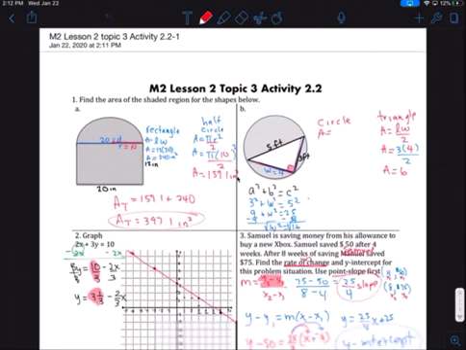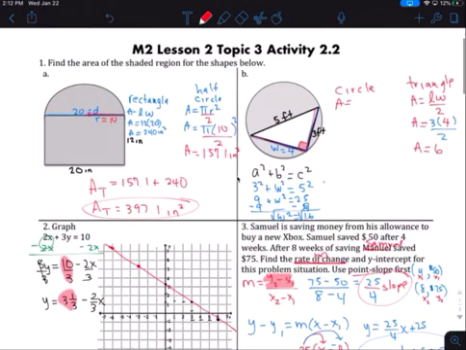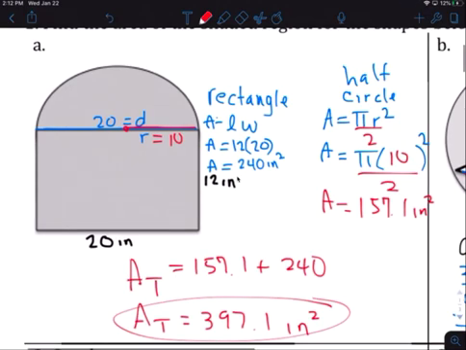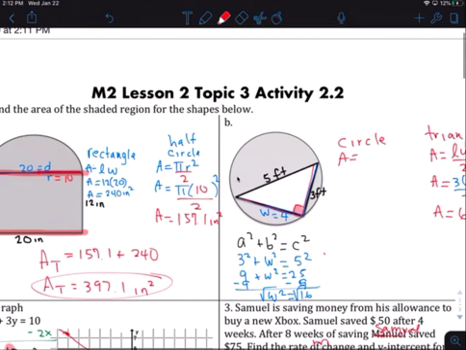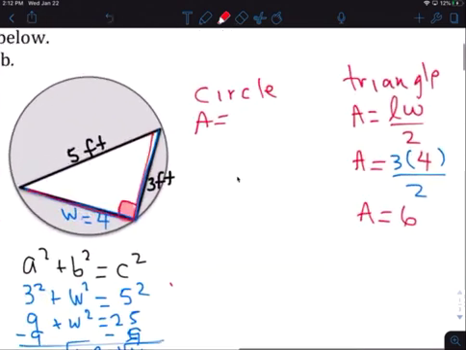Homework. We finished 1 and 2, A and B. So make sure you understand that this length is 20. It's the same as this length right here. Okay.